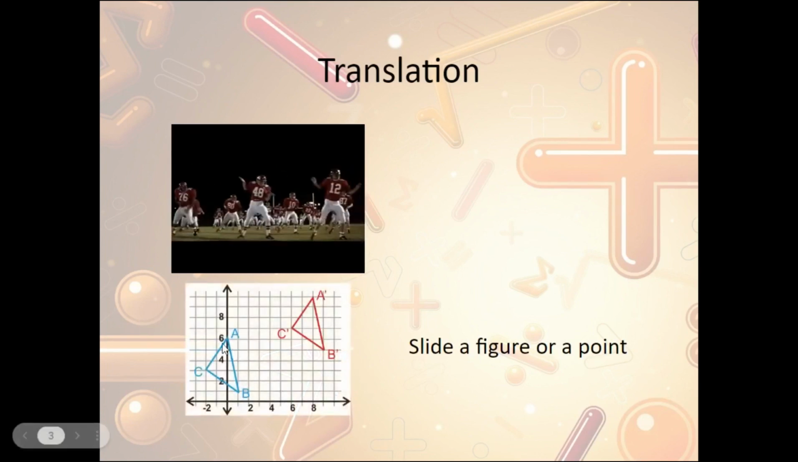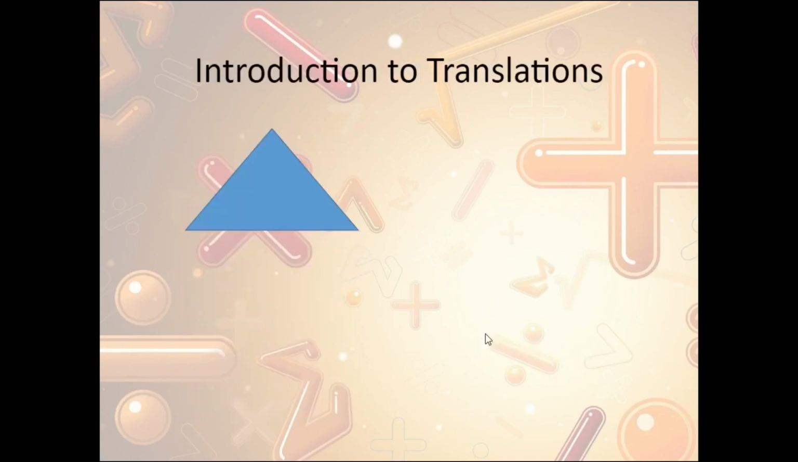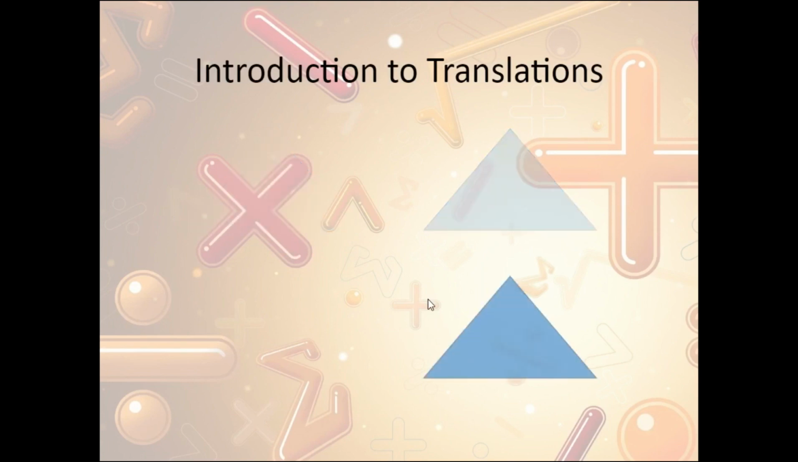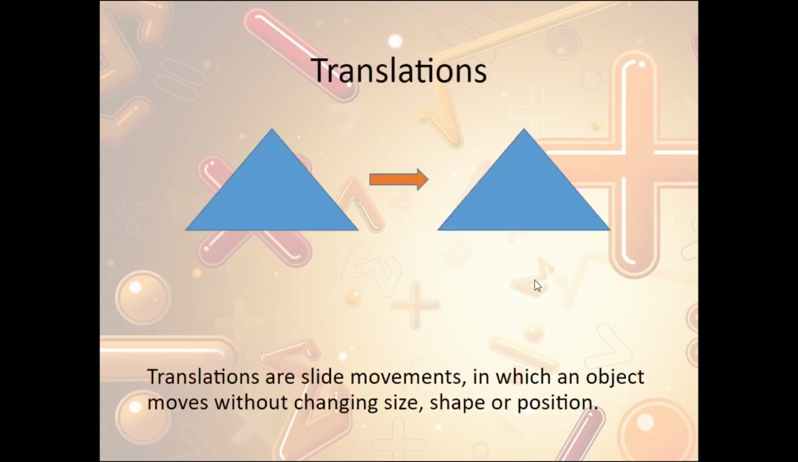So for instance, we have a triangle here. And if we slid it to the right and up, it would end up being this triangle here. So it's just a slide movement. So, introduction to translations, here's our triangle. If we were to slide it, it could move and look like that. Or we could slide it down. Or we could slide it to the left. So all of these are translation movements.